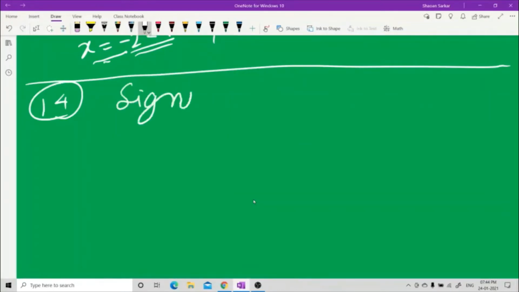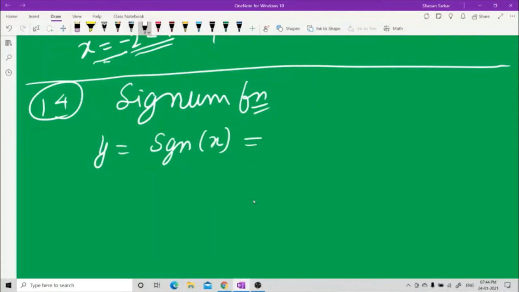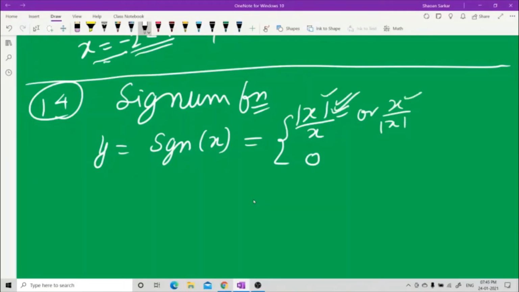Signum function, shortcut. This is also known as, wait a minute, let me write it down. y equal to SGN x, Signum function of x. This is nothing but mod x by x, then 0. You may write this way also, both ways. I'll prefer this way.